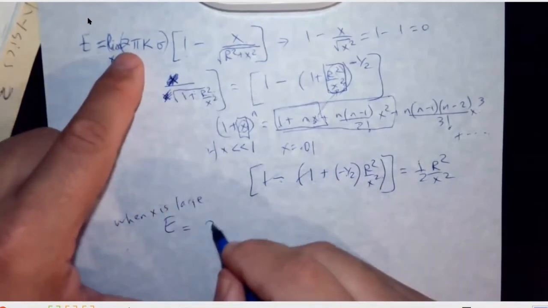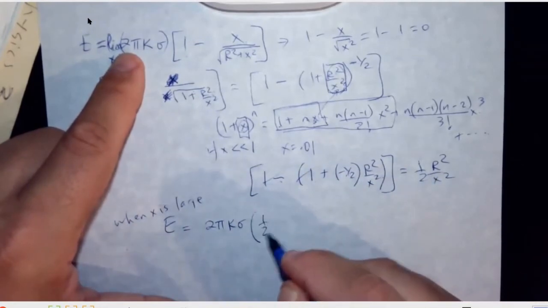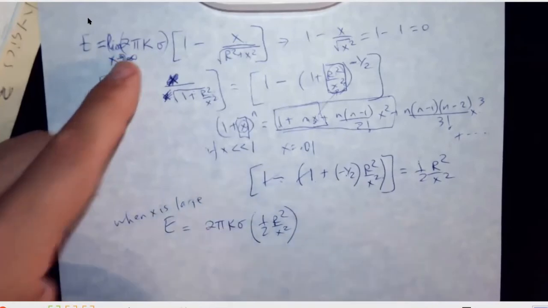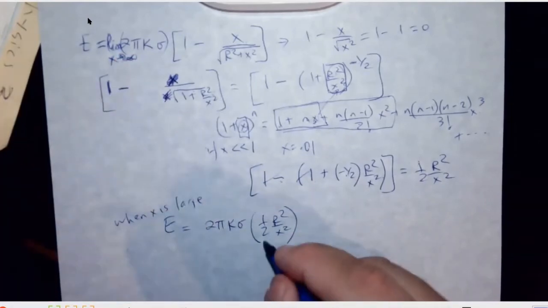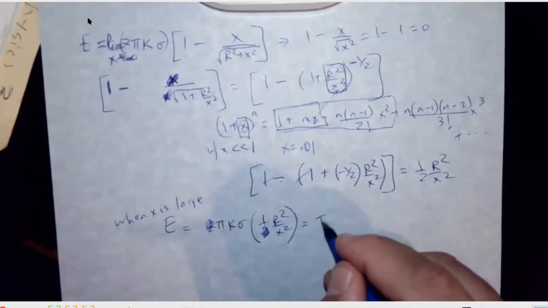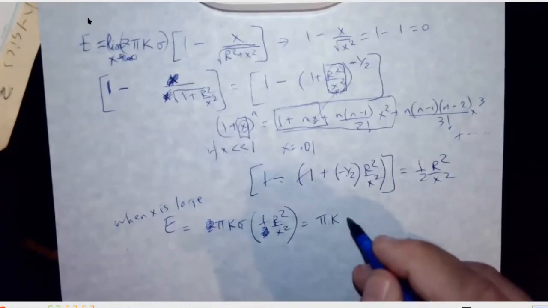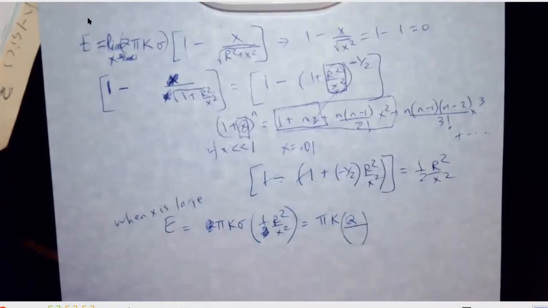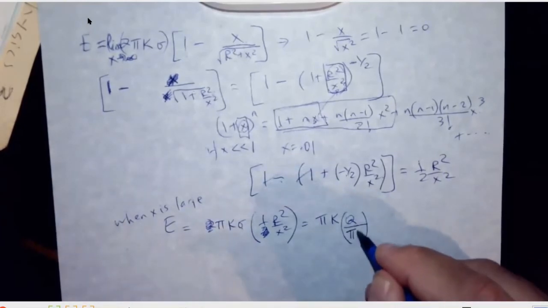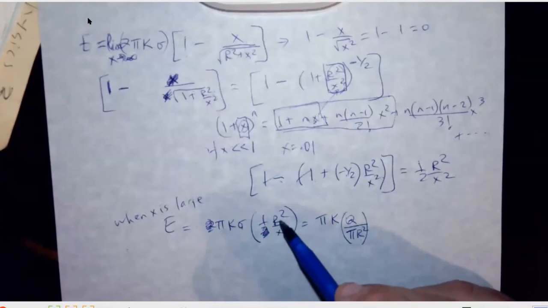So then you get the 2 pi k sigma, and then half r squared over x squared. And then the 2 cancels the 2. Pi k, and then what's sigma? Sigma is the charge density of the plate, which is the charge over the area of the plate, right? And the area of a plate, since it's a circle, is pi r squared. Okay, so I'm replacing sigma by q over pi r squared, and then r squared over x squared.